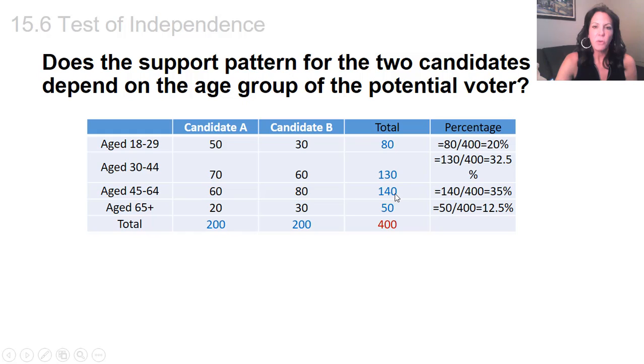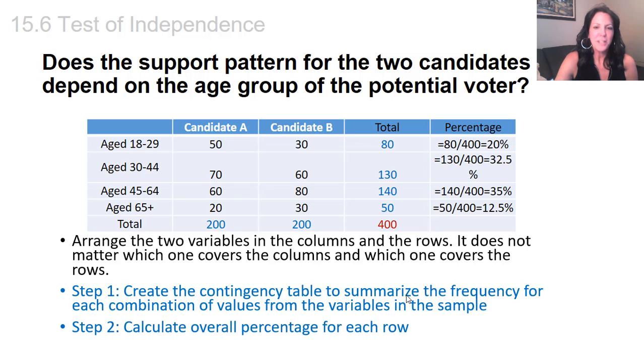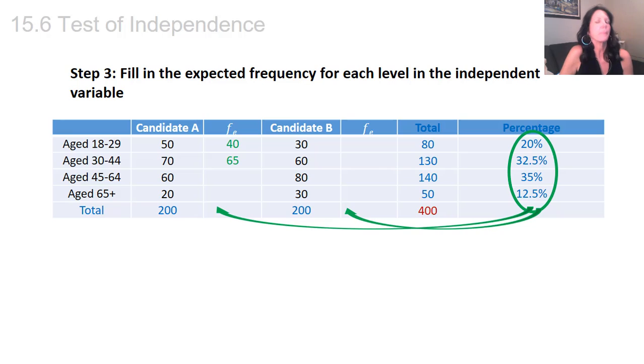That's going to help us in our calculations of our chi-square. And then not only the totals for the rows, but also the percentages for the rows. So for example, we have 80 people altogether that were in ages 18 to 29, and 80 is 20% of the total. So we need to have our array set up like this.